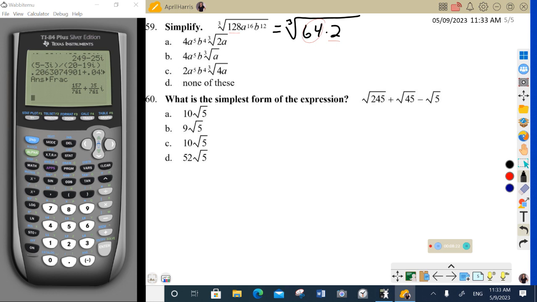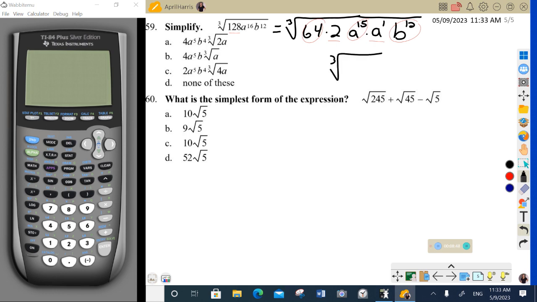Now, a to the 16th, we're not taking the cube root of that, we're dividing by 3. 16 is not divisible by 3. So what's the biggest number below that that is divisible by 3? That is a to the 15th. So I'm going to rewrite a to the 16th as a to the 15th times a. That's a perfect cube, that is not. B to the 12th is divisible by 3, so it is already a perfect cube. So underneath the cube root, you're going to be left with 2a.